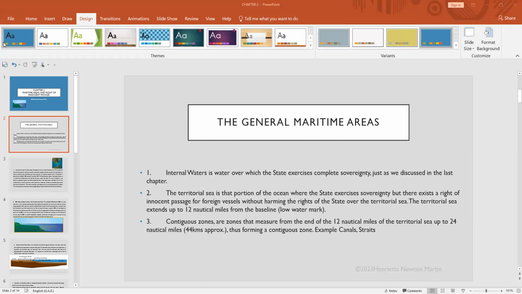So again, what are contiguous zones? Zones that measure from the end of the 12 nautical miles of the territorial sea up to 24 nautical miles, approximately 44 kilometers, and these form the contiguous zone. For example, canals and straits.